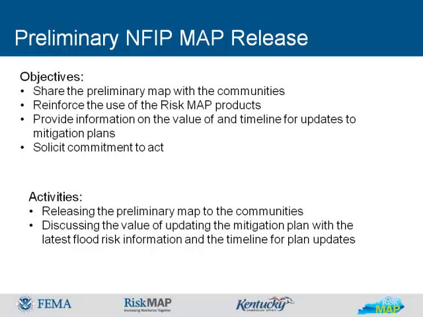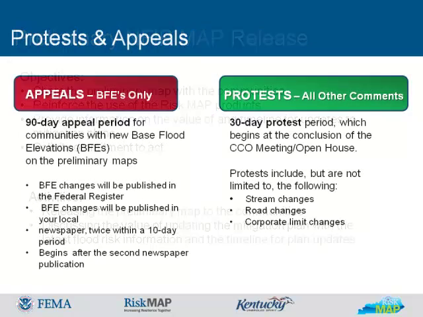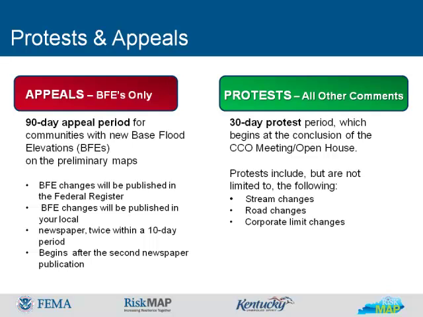Phase activities include releasing the preliminary map to the community or communities as planned and discussing the value of updating the mitigation plan with the latest flood risk information and the timeline for plan updates. Watershed stakeholders have the opportunity to submit protests and appeals of the preliminary maps.